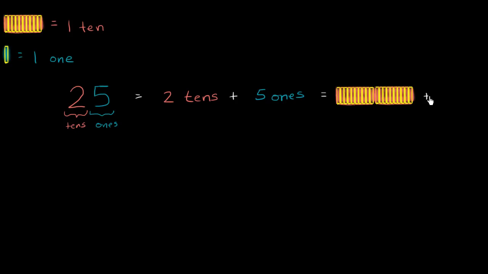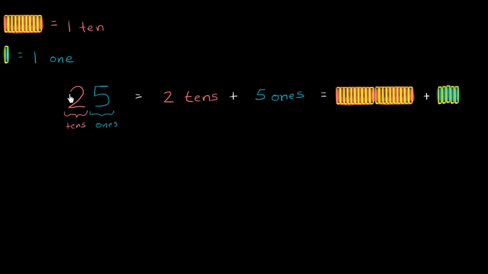Plus your 5 ones. Well, if this is a 1 right over here, and I'm just representing it as kind of one vertical bar, 5 ones are going to look like, we're going to have 1, 2, I think you see where this is going, 3, 4, and 5. And so these are all different ways of representing the same quantity. 25 is 2 tens and 5 ones.